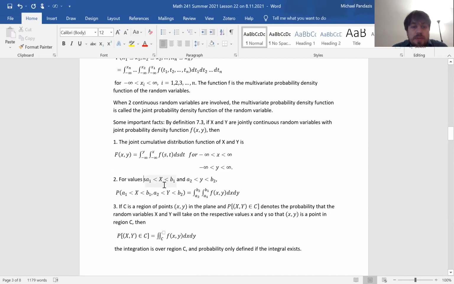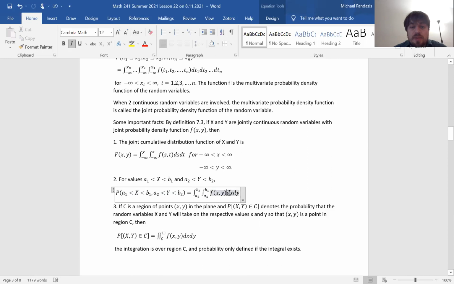For values of capital X between A1 and B1 and capital Y between A2 and B2, the probability that X and Y are in those open intervals is equal to this double integral. You're integrating from A1 to B1 with respect to X, and from A2 to B2 with respect to Y. It's important that the order of dx and dy corresponds with the order of the limits of integration. A1 to B1 is for X.